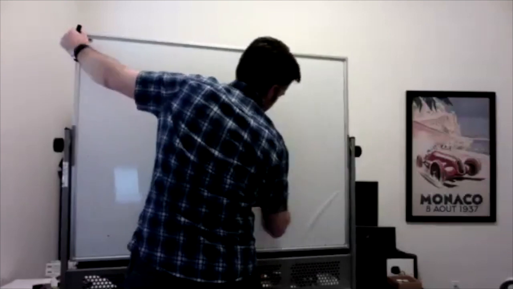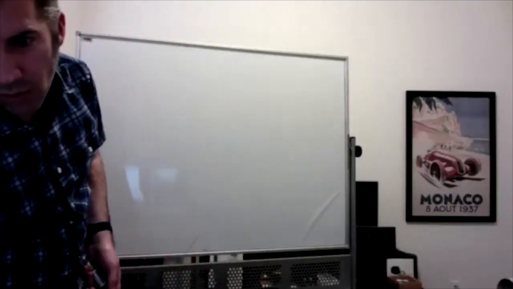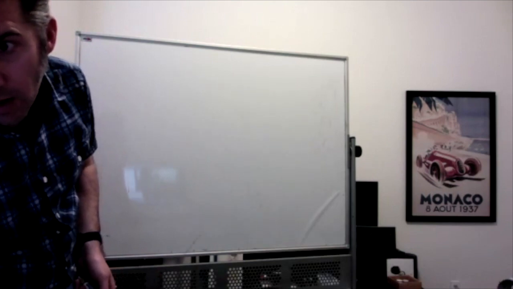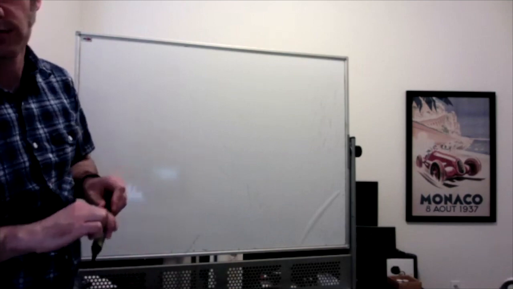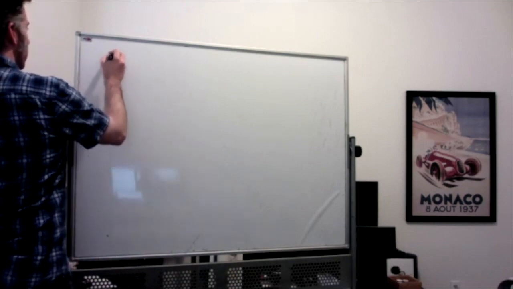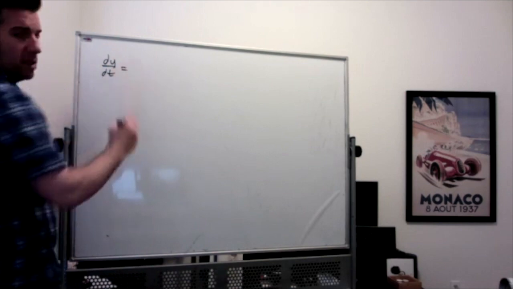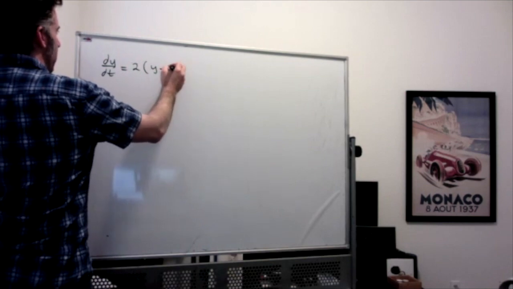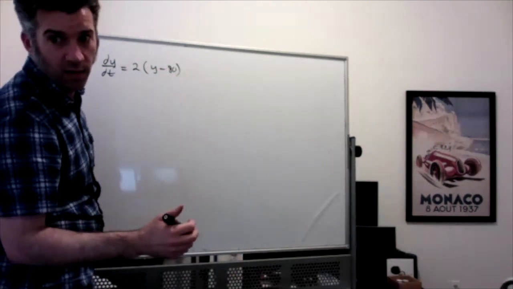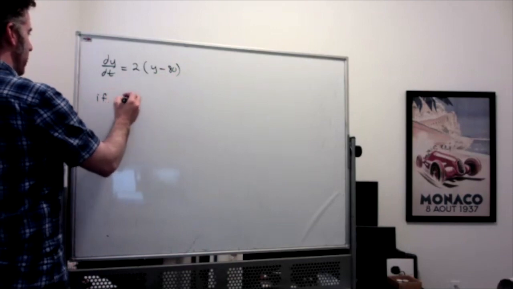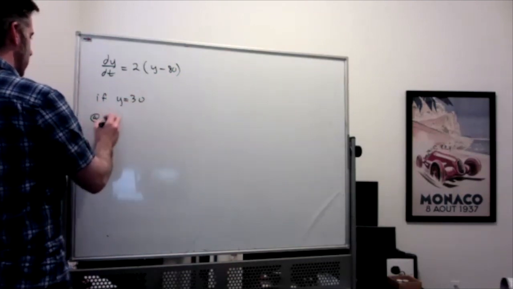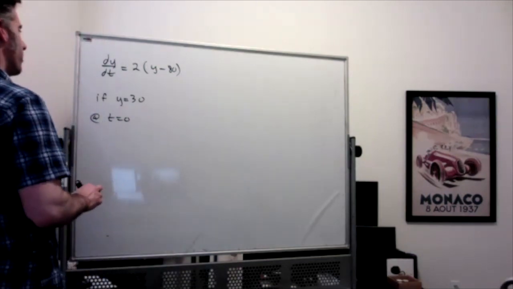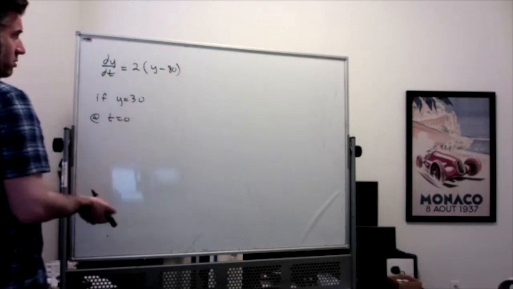So let's say we had something like the following. We have this word problem here that someone sent me. Let's say we have dy/dt is equal to 2 times (y minus 80), and y is equal to 30 at t equals 0. So we want to solve this with this initial condition.